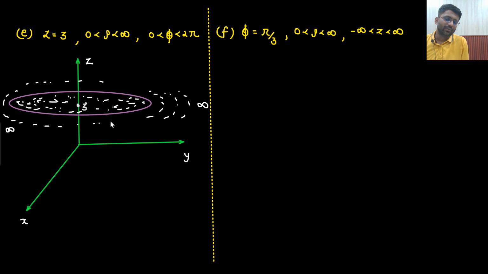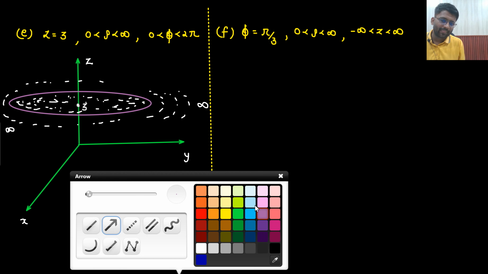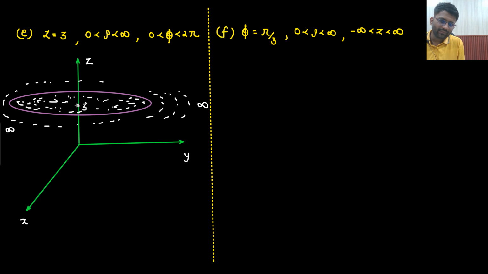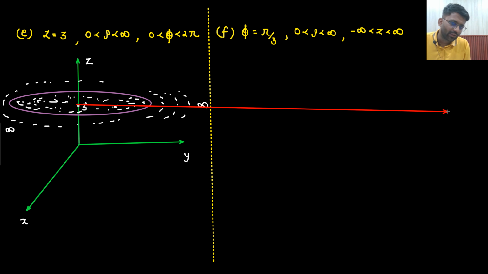Is that understandable to you? z equals 3 is fixed, but rho is varying, no? This is your rho. Rho equals 0, rho equals 1, 2, 3, 4, 5, 6, 7, 8, up to infinity.